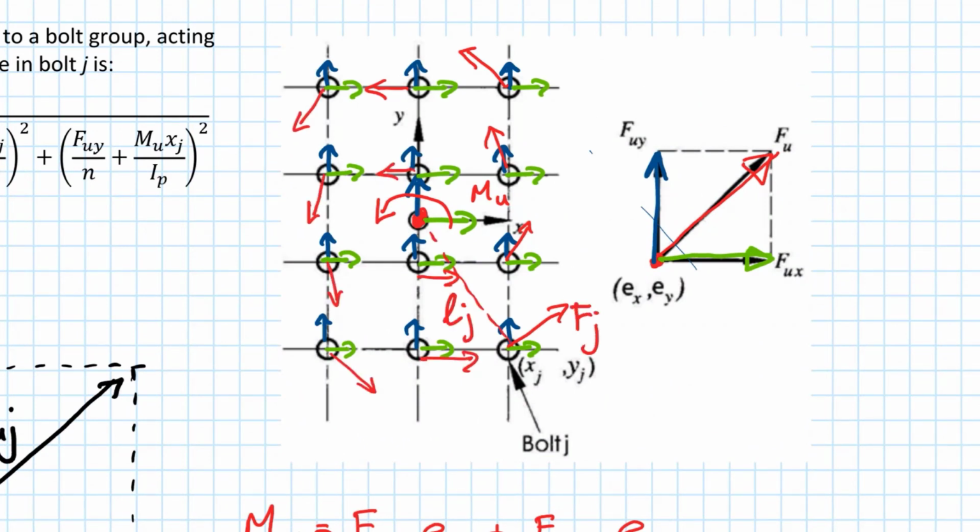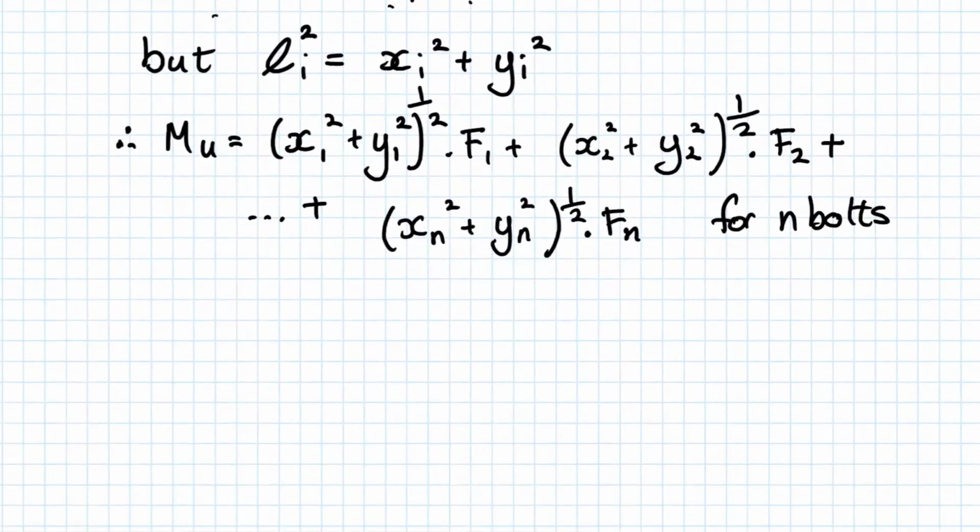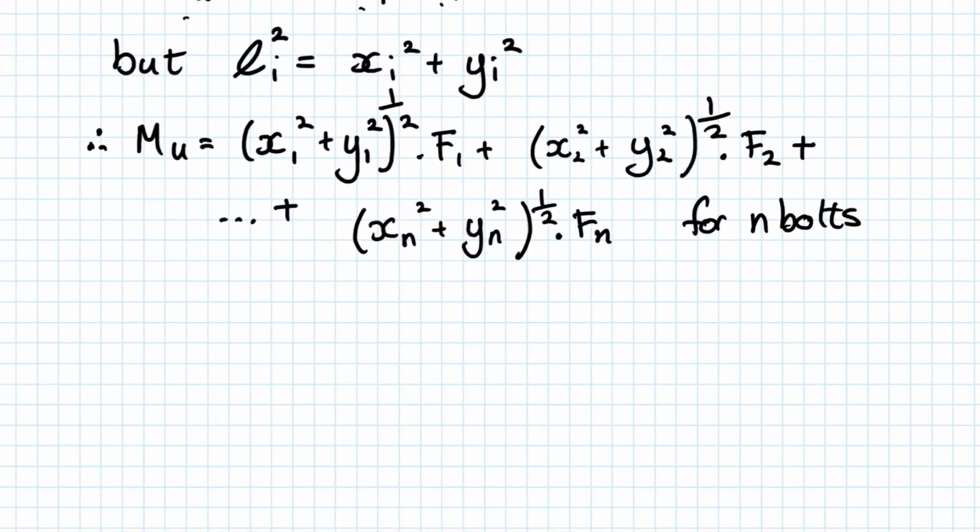Here you can see the forces due to the moment, the vertical and horizontal forces in each bolt. If we look at bolt J here, there's some force due to the moment, Fj, and it is a distance Lj from the center of rotation, where Lj is x squared plus y squared, square rooted. Coming back to our derivation, let's take this through and start playing with this to get the moment as a function of Fj.